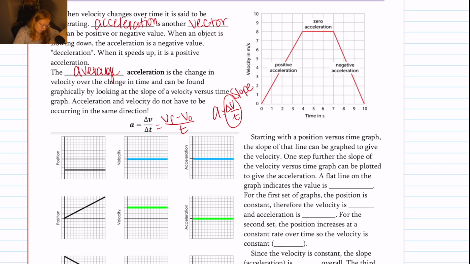Just looking at this example graph, this is velocity versus time. From time 0 to time 4, it is a positive slope, meaning that the acceleration is positive, or to the right.